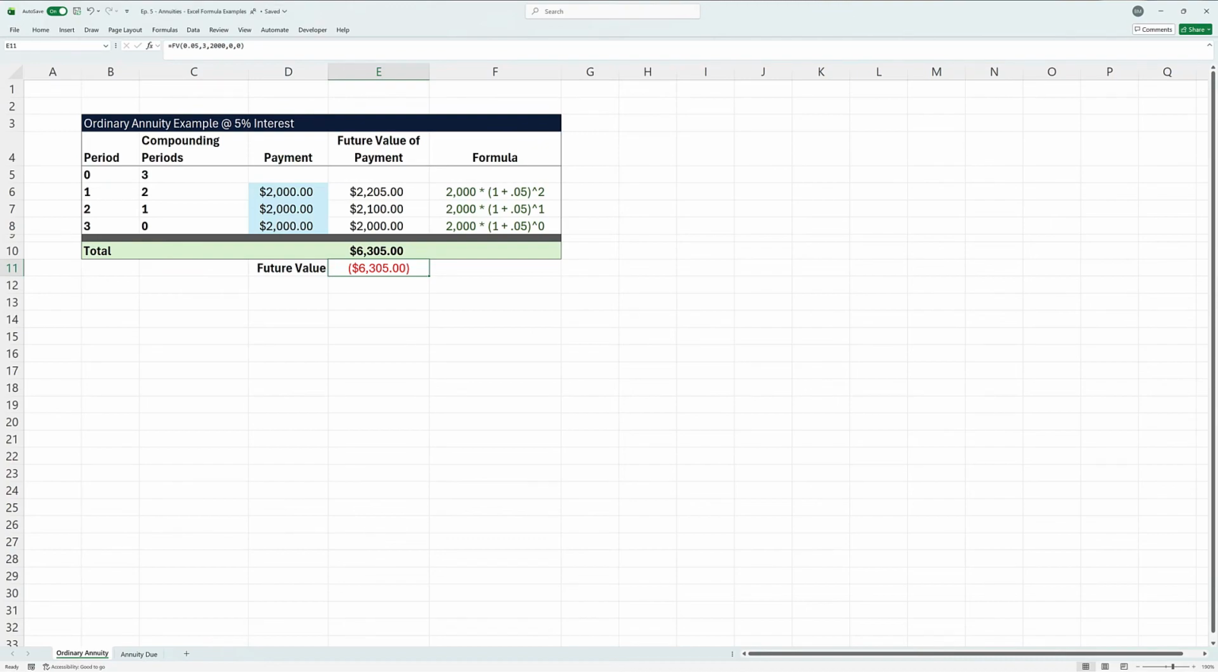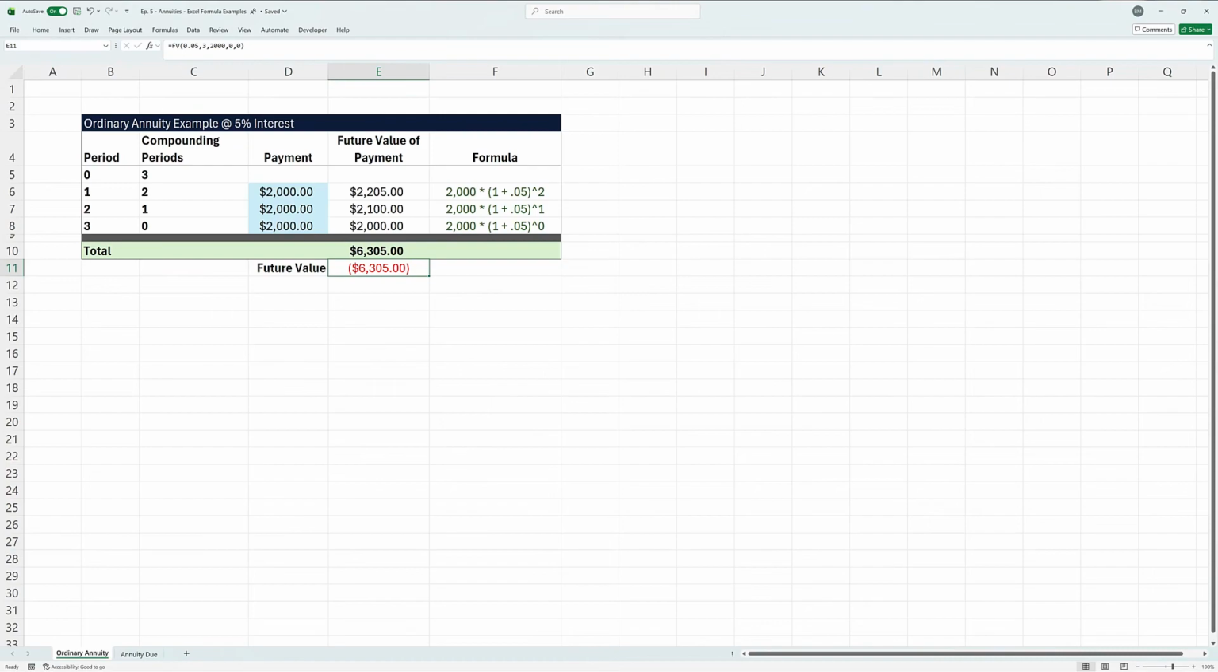Now you'll notice it does present it as a negative value by convention, which makes sense if we think about it. By inputting our payment as a positive value in the formula, we're telling Excel that we receive payments of $2,000. What Excel is then telling us is that 3 periods in the future, at a 5% interest rate per period, we would have to pay the entity that we're receiving the $2,000 payments from a total of $6,305 to pay back the principal and interest.